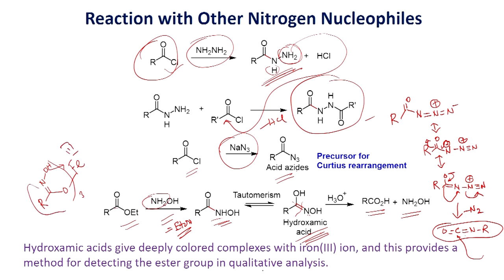you form a complex. So this method is used in qualitative analysis to find out whether your system has ester or not. So when you take this hydroxamic acid with iron 3 salt, you will be able to form this iron 3 complex, which, as you see, is a deeply colored complex. And this analysis is used to find out the ester group in qualitative analysis.